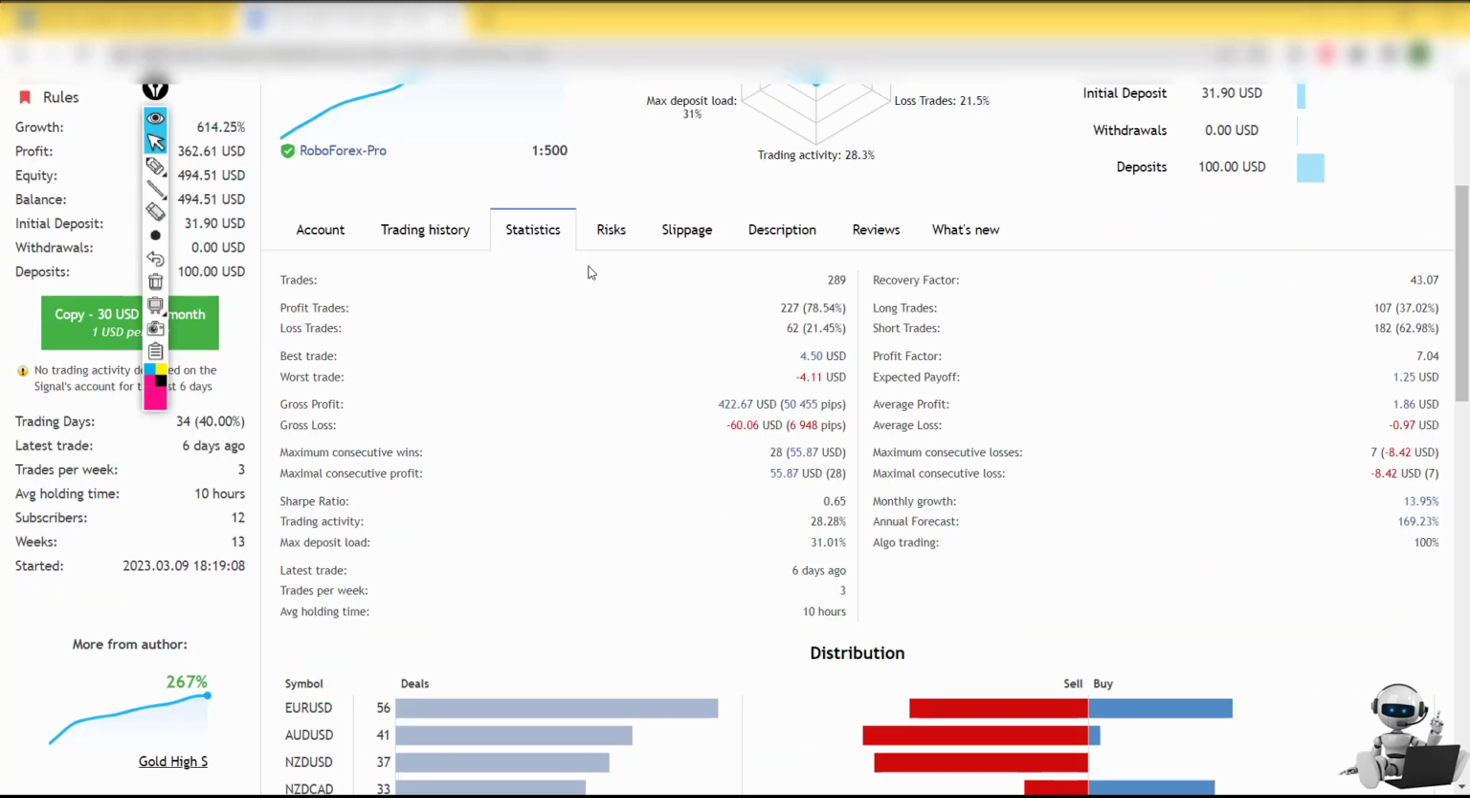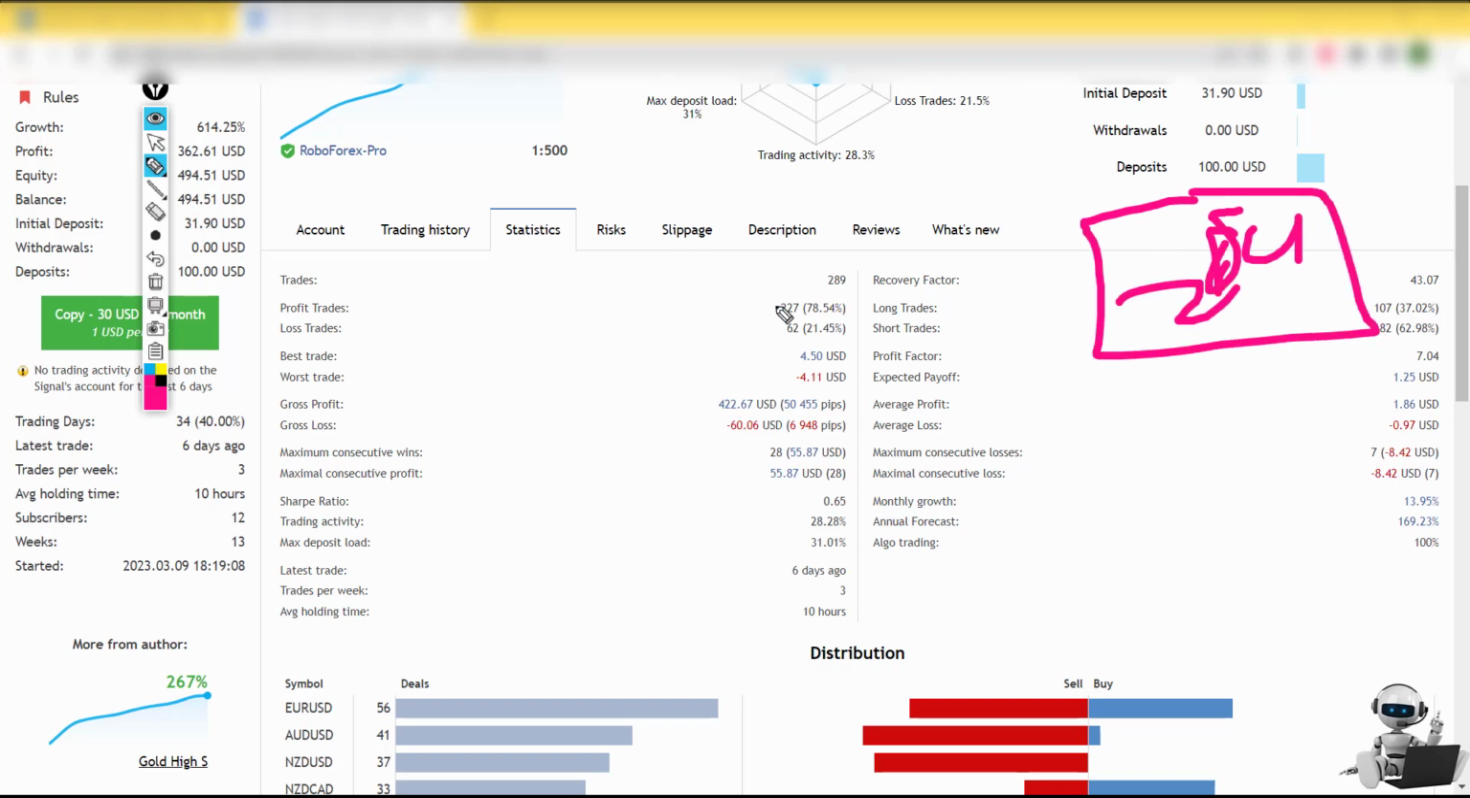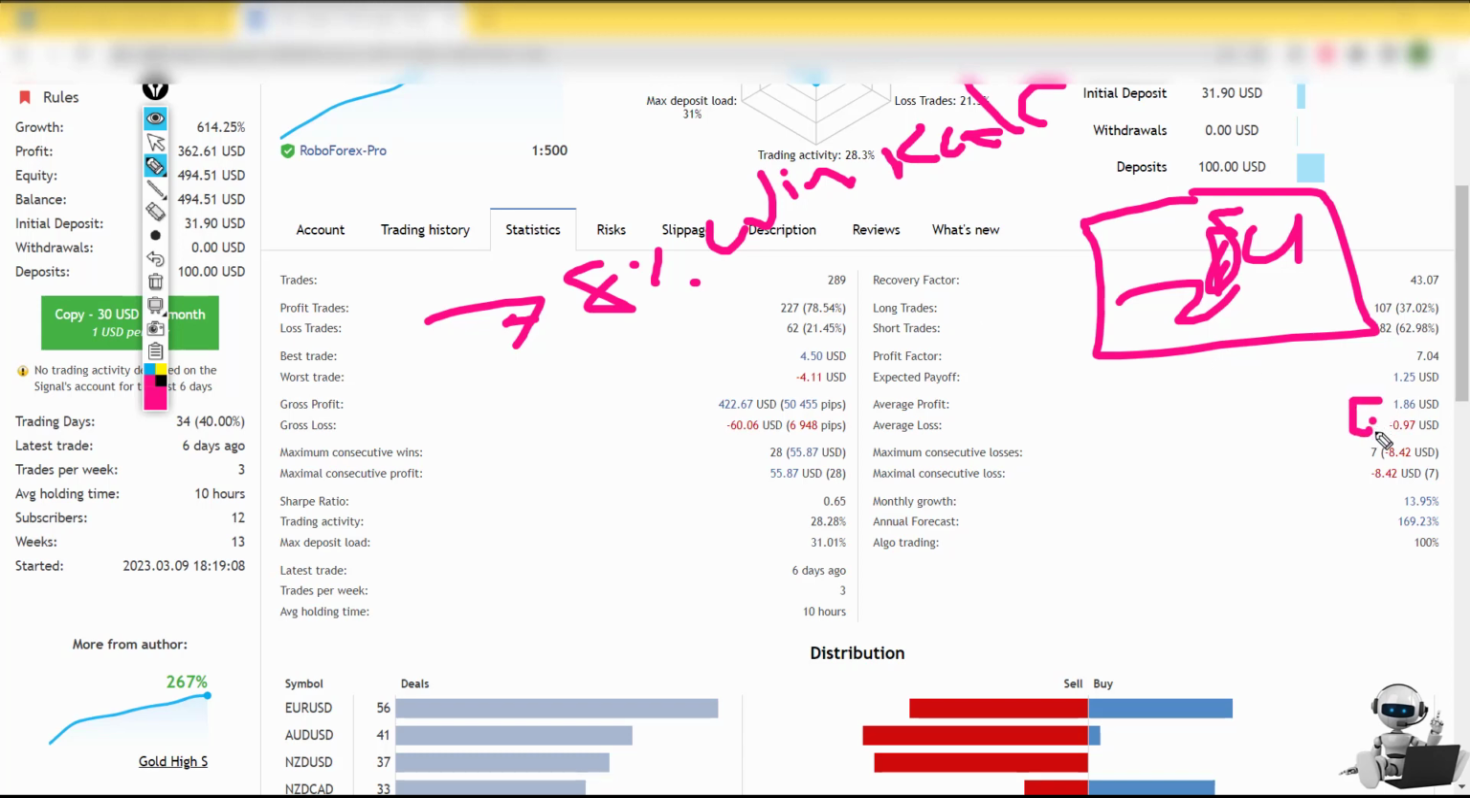For the statistics, you can see over 289 trades, he made like a 78% accuracy win rate, which is very good. It's really great. You know, the losing rate is low and the win rate is high. This is the important thing. And the average profit is better than the average loss. So we have two key factors that are very important.